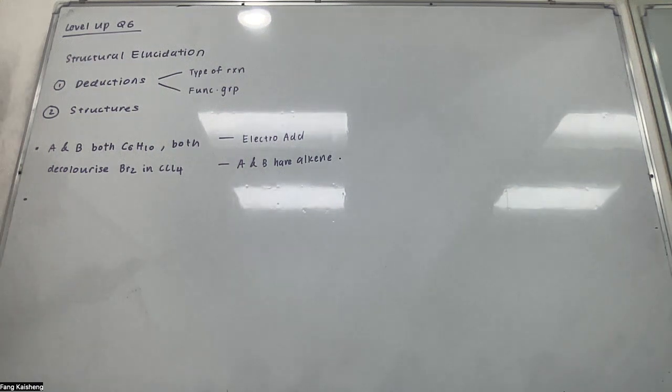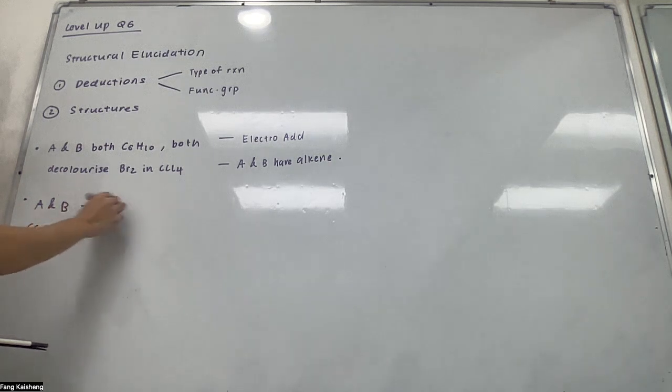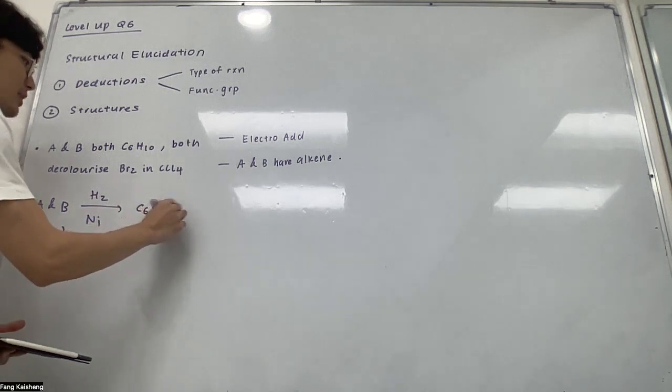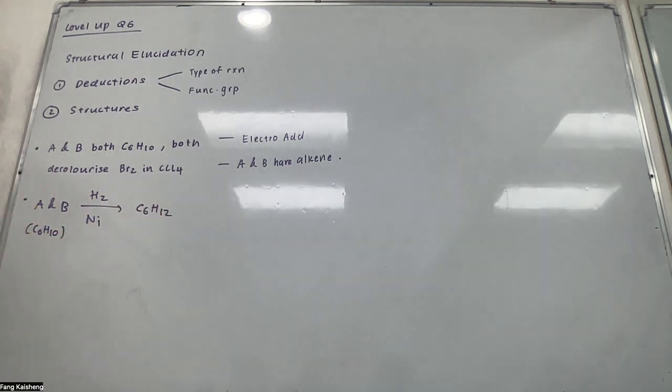A and B yield the product C6H12, both are the same, when treated with excess hydrogen in the presence of a catalyst. Okay, let's shorten that first. I'm going to shorten it without any words. A and B are both C6H10. Then they react with H2 in a nickel catalyst to give C6H12. See how fast this is? This is your summary skills. You can use arrows now.